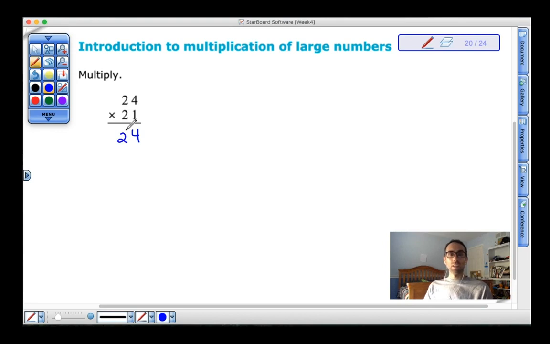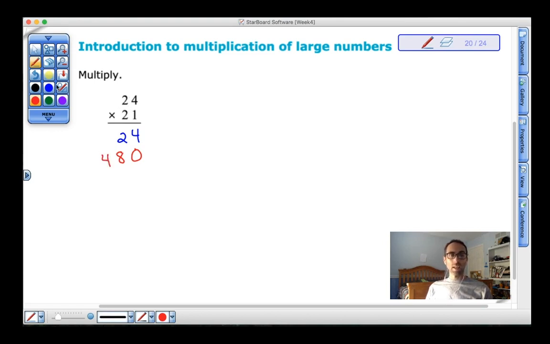This is nice. I'm on my second line, which means I need to start with a 0 over here because I'm not just multiplying by 2. Since it's in the tens place, it's actually a 20. So I can take 2 times 4. I get an answer of 8. Put that down. And then do 2 times the 2. I get an answer of 4.